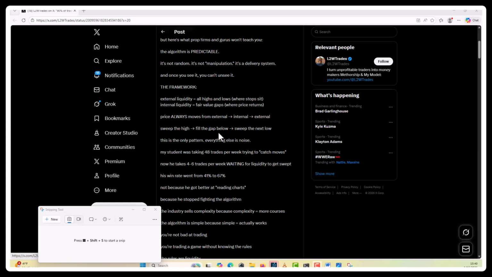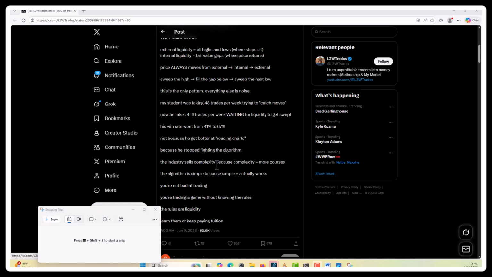But right here he makes one point: sweep the high, fill the gap below, and then sweep the next low. That means he makes one extra sweep in order to go another leg up, or this is the finish of the retracement. So that's one of the things he adds, which makes sense. That's the only pattern that we focus on. The rest is just noise, which is correct. He points out a very good point right here.